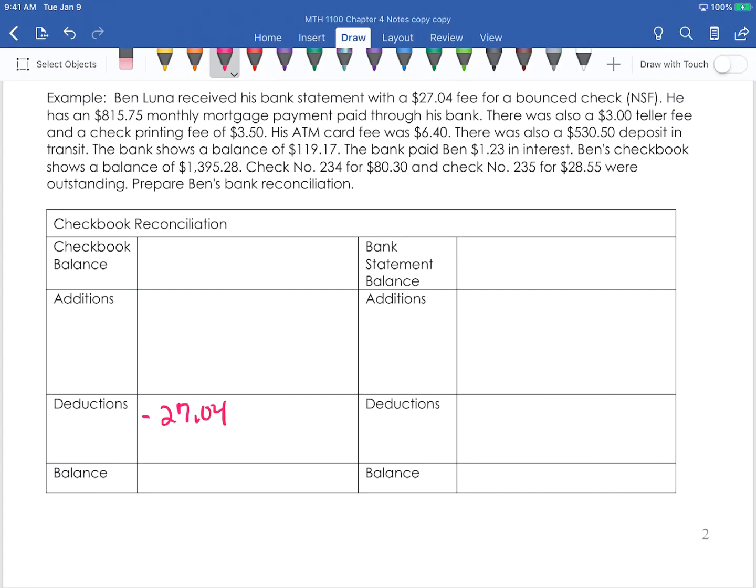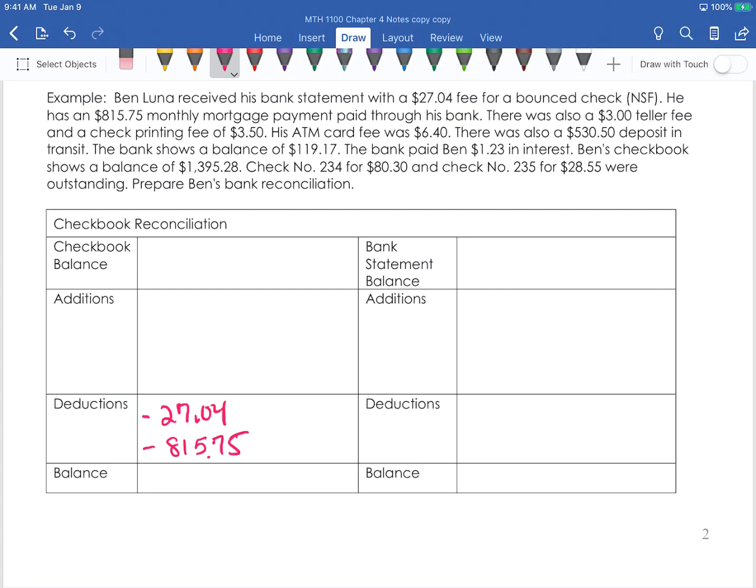Let's see. He has an $815.75 monthly mortgage payment paid through his bank. So every month, the bank automatically withdraws $815.75 for his mortgage. So it's on the bank statement that they withdrew that. So he has to record that in his checkbook balance. So that's definitely going to be a deduction, because that's his payment for his house.